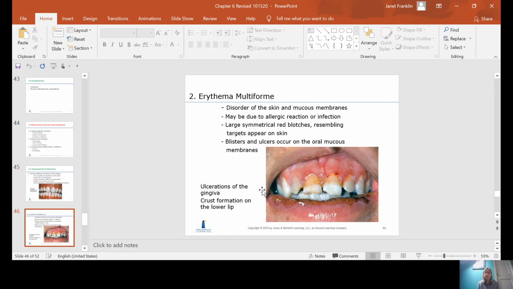Erythema multiforme is a disorder of the skin and mucous membranes. May be due to an allergic reaction or an infection. It's not that common that I'm aware of. And it can lead to ulcerations and like crusty lip here, corners of the mouth.